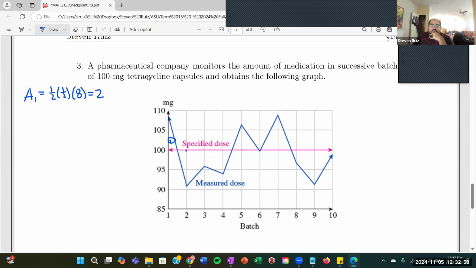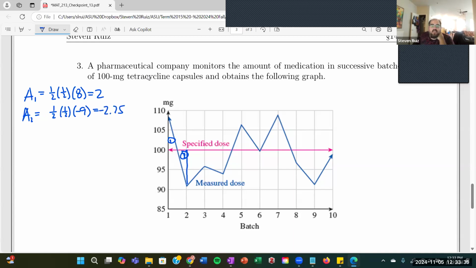Area 2 will be right here. That's also going to be a triangle. Area 2 is equal to, it'll be negative this time. Negative 1/2 times the base, which is also a half, times the height. It looks like it goes down to about 9. Let's be more exact here. I think the negative really has to go there. This will be negative 2.25.